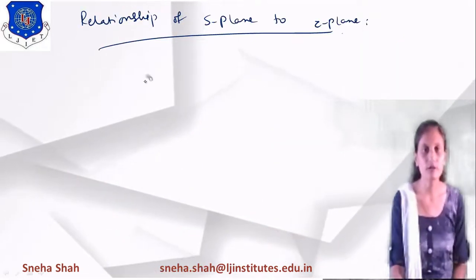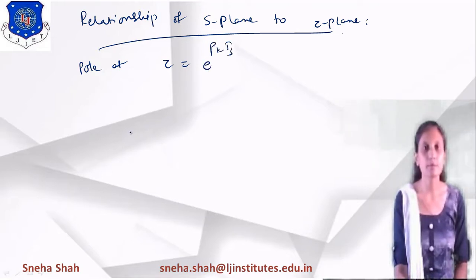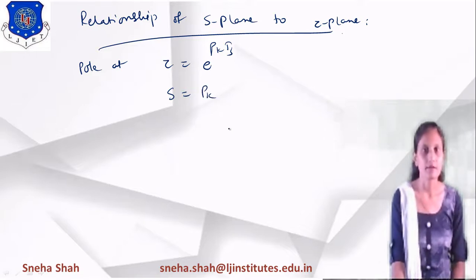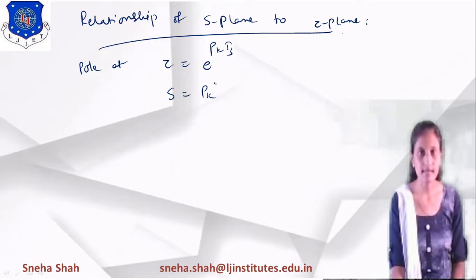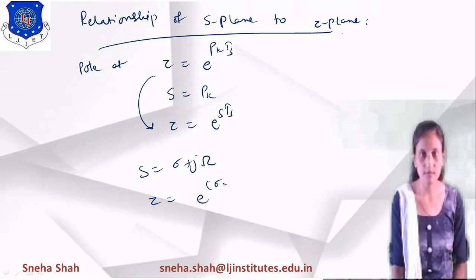So what is the value of the pole for the digital filter? The pole will be located at z equals e raised to pk ds. Same way, if we are representing the pole for the analog filter, then where is the pole? The pole will be located at s equals pk, right? So instead of this pk, I am writing this s. So this equation will convert into the form z equals e raised to s ds. Now if we are representing s equals sigma plus j omega, then this term is represented as z equals e raised to sigma plus j omega into ds.